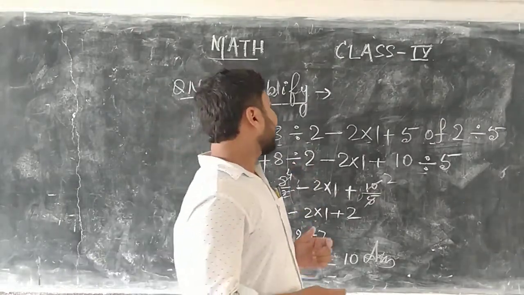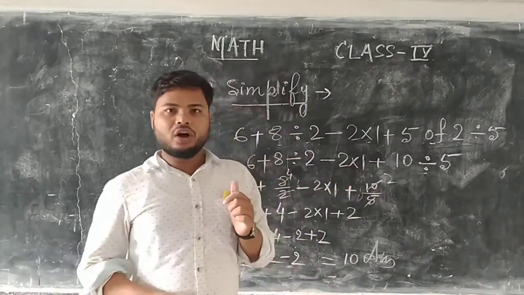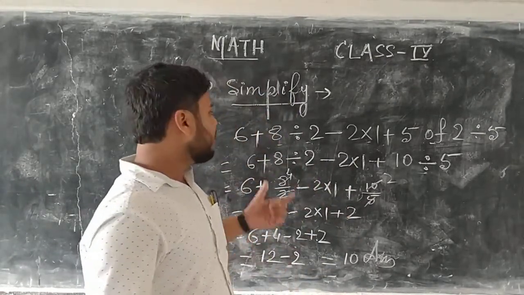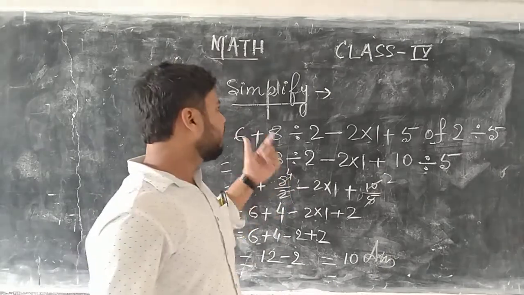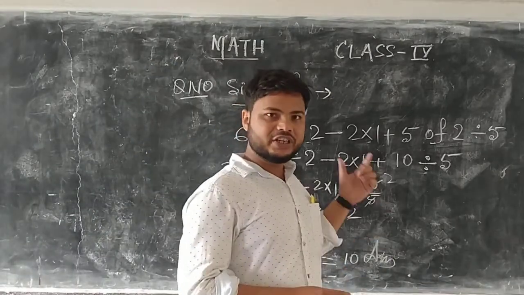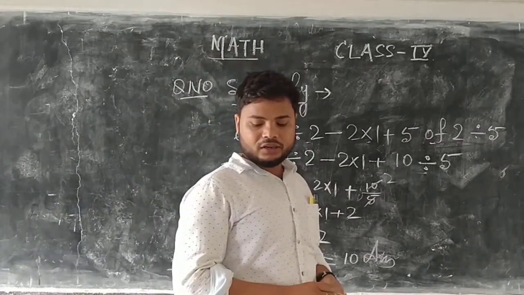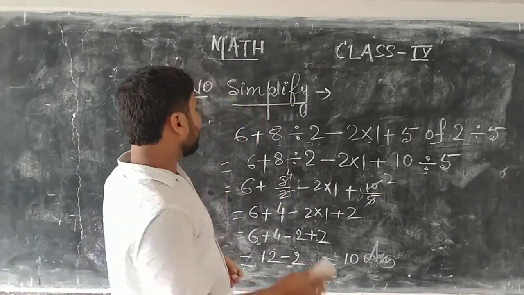I hope all of you got it fully. This type of simplification is based on BODMAS operation. So here one question.